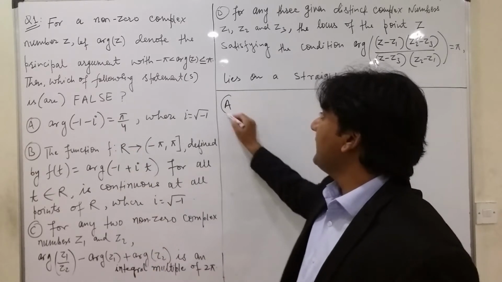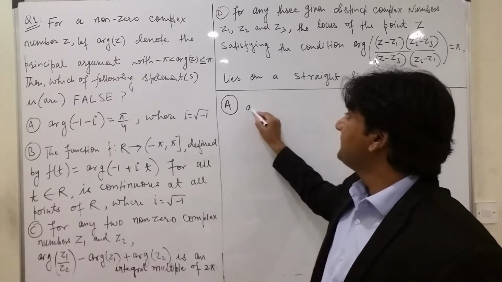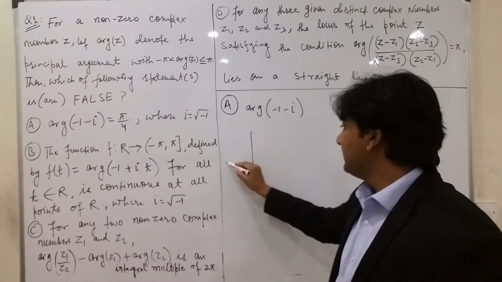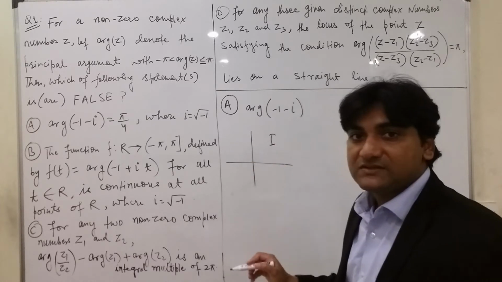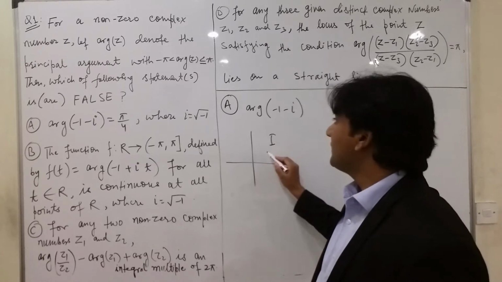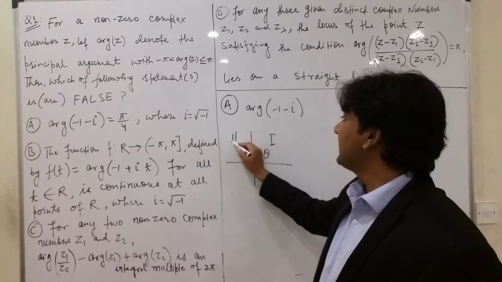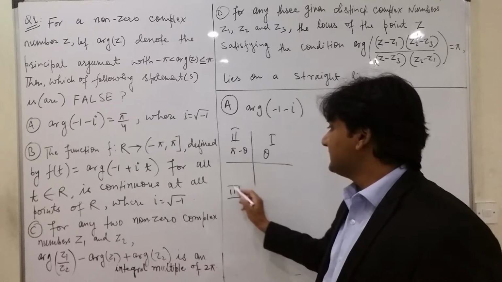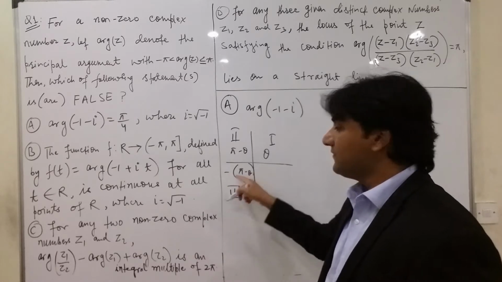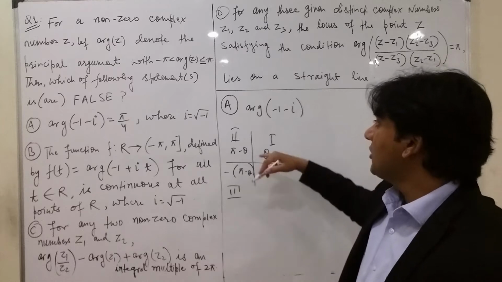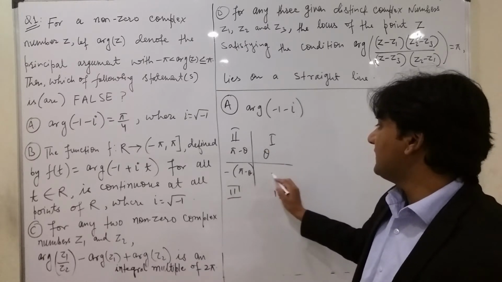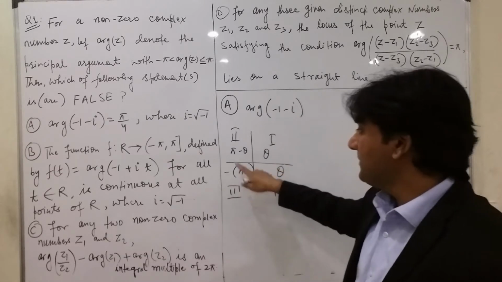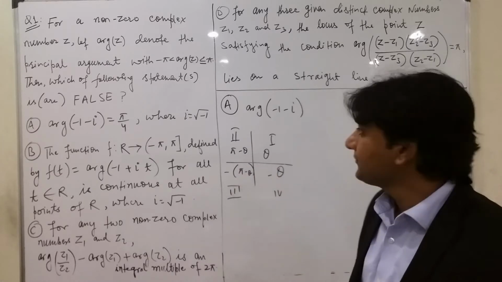So for option A, we have to find the argument of minus 1 minus i. Let me revise: if the complex number lies in the first quadrant, the argument is theta. If it lies in the second quadrant, the argument is pi minus theta. If it lies in the third quadrant, it is minus of pi minus theta. And if it lies in the fourth quadrant, the argument is minus theta. So this complex number lies in the third quadrant, so the argument would be minus of pi minus theta.